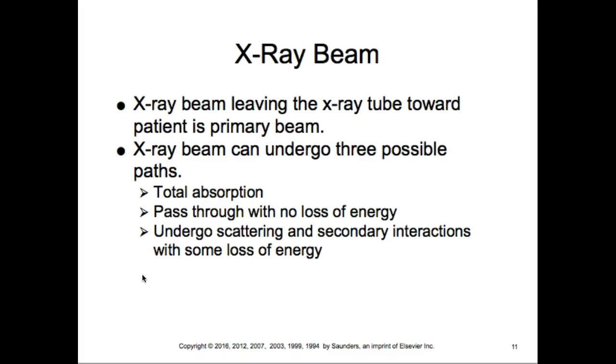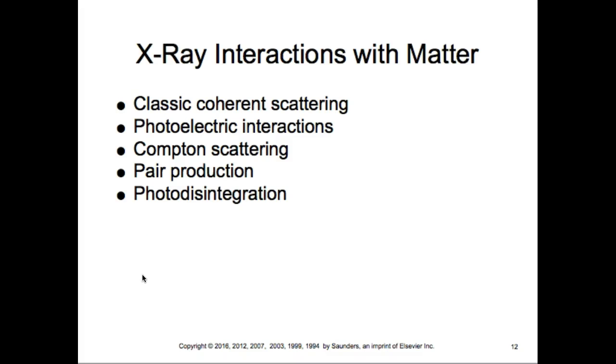The X-ray beam leaving the tube toward the patient is called your primary beam. After it goes through the patient, it's called your remnant beam. Your X-ray beam can undergo three possible paths when it hits matter. It can be totally absorbed, or it can pass through with no loss of energy, going straight through the matter, or it undergoes scattering and secondary interactions with some loss of energy. We're going to talk about those a little bit.